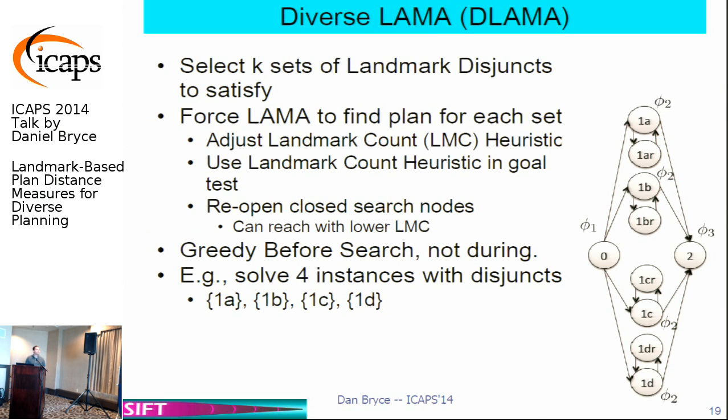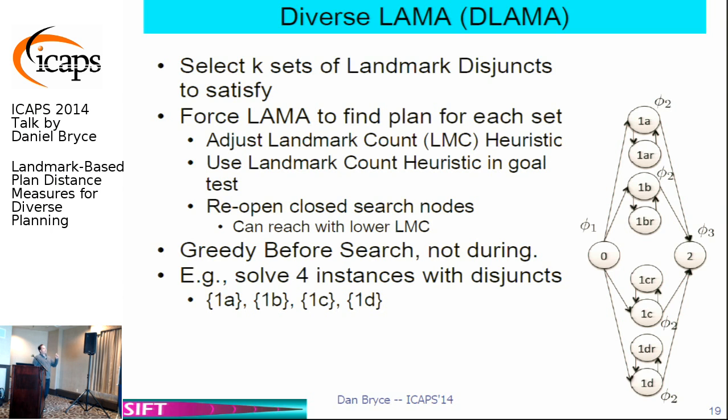Okay, so the algorithm I built around this is built on LAMA. It's called Diversify. Very simple algorithm. What you need to do is select k sets of landmark disjuncts, and then you need to force LAMA to satisfy that set. Okay, so making LAMA do that is not too difficult. The first thing you need to do is modify its landmark count heuristic. So the landmark count heuristic you need to basically modify the landmark graph to say, I've chosen this disjunct, and you're only allowed to count this landmark as being satisfied if you are satisfying the disjunct that I care about.